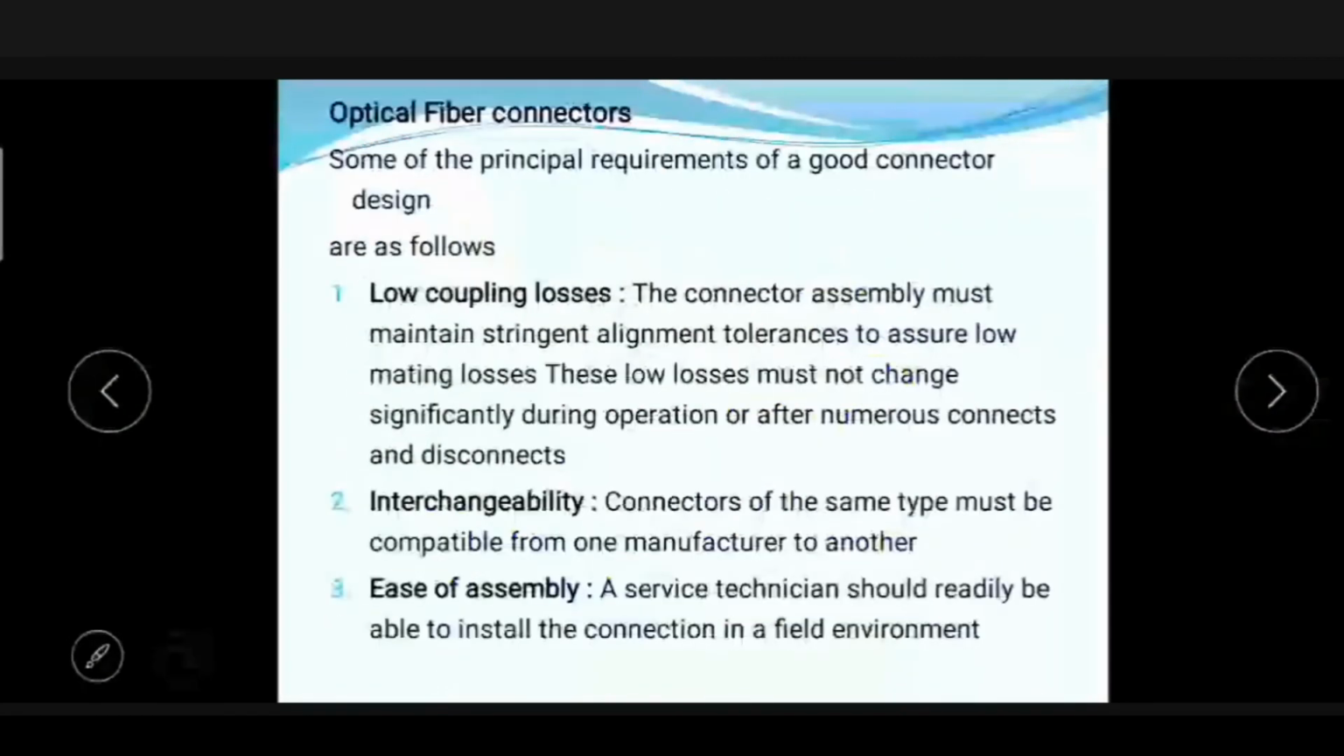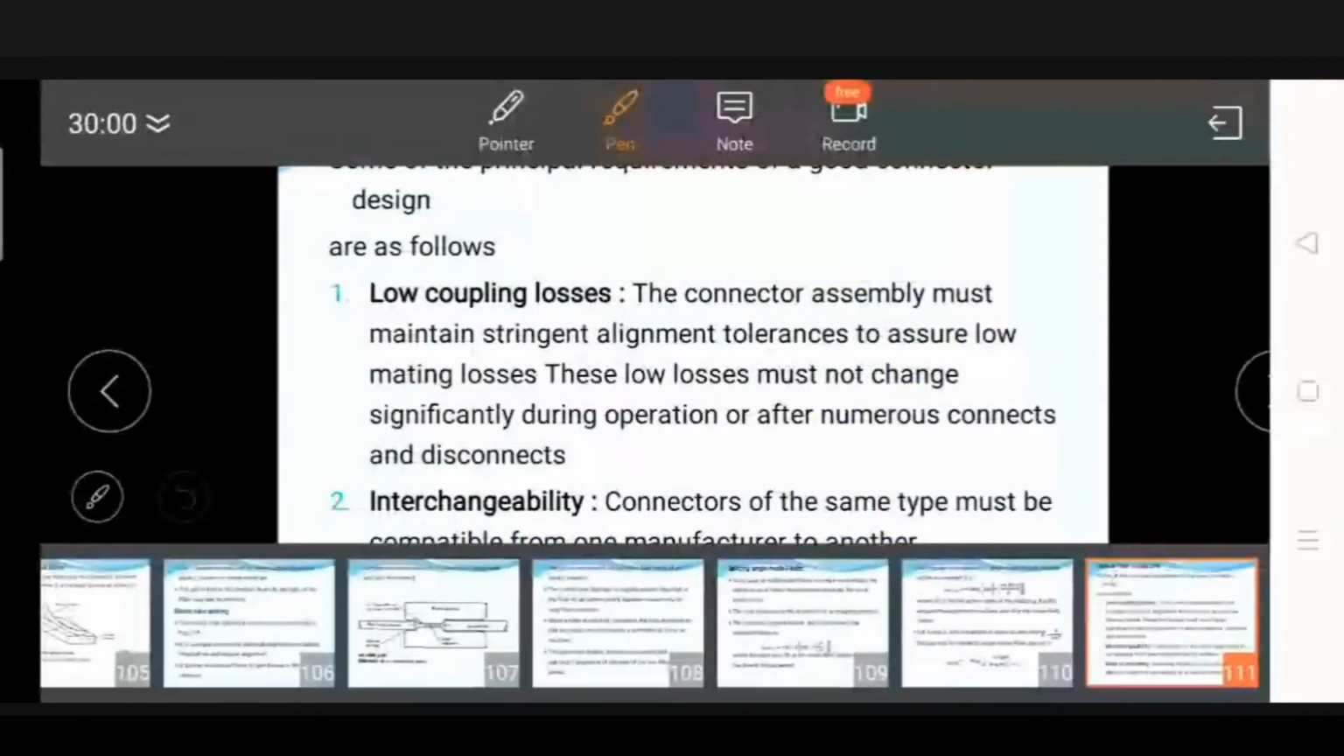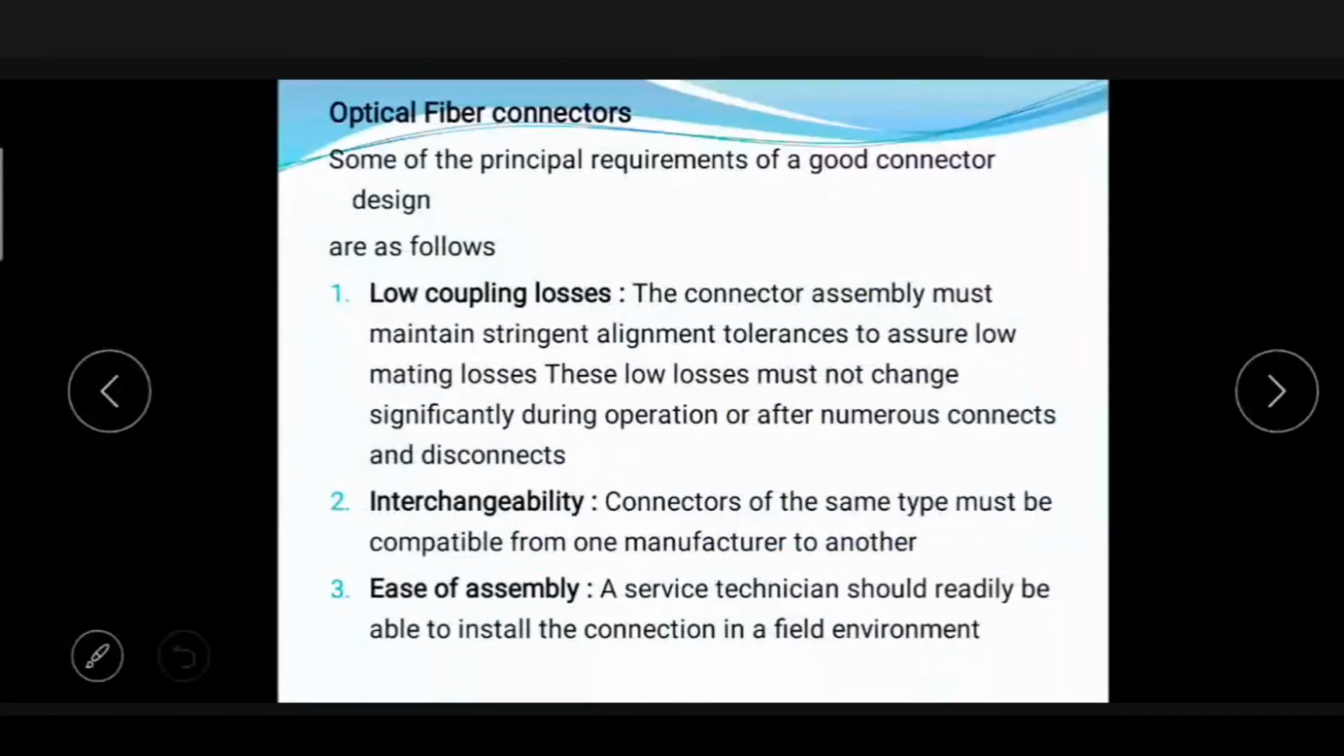Then optical fiber connectors. So earlier what we have discussed is just a joining process, we come across misalignment, and once the fibers are joined, what are the problems that exist, that is angular alignment loss and longitudinal alignment loss or a lateral alignment loss. Okay, then comes the optical fiber connectors.